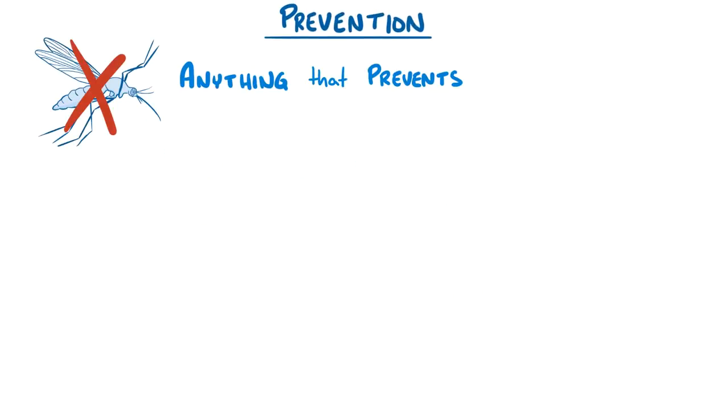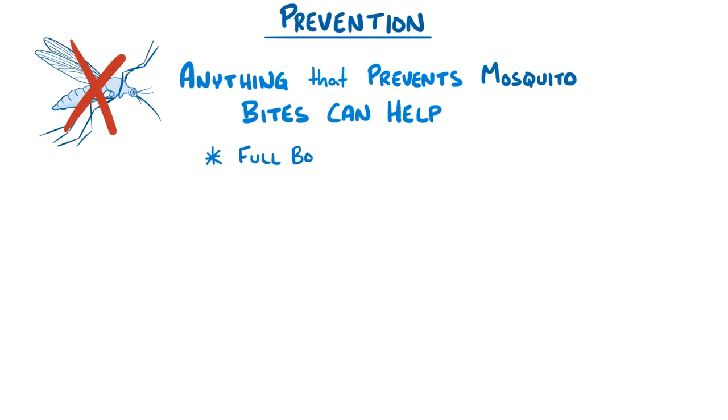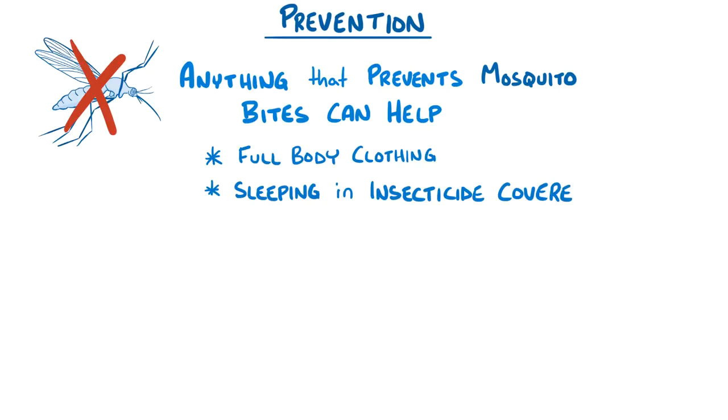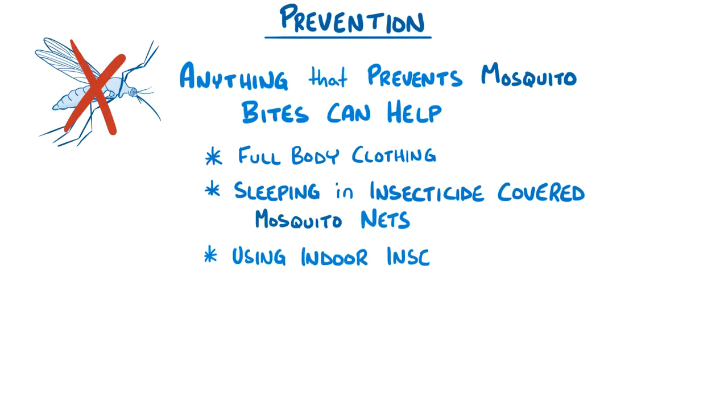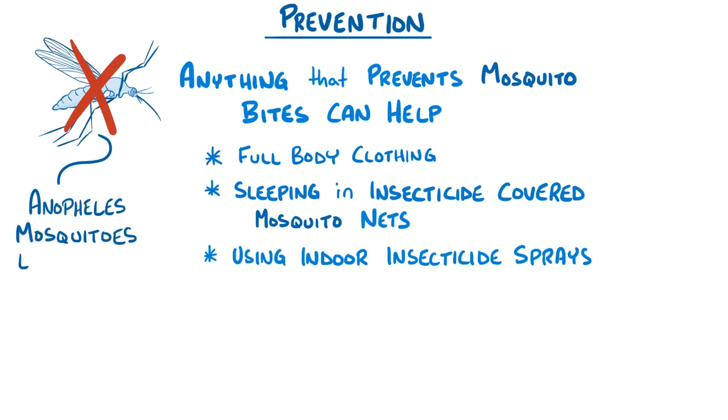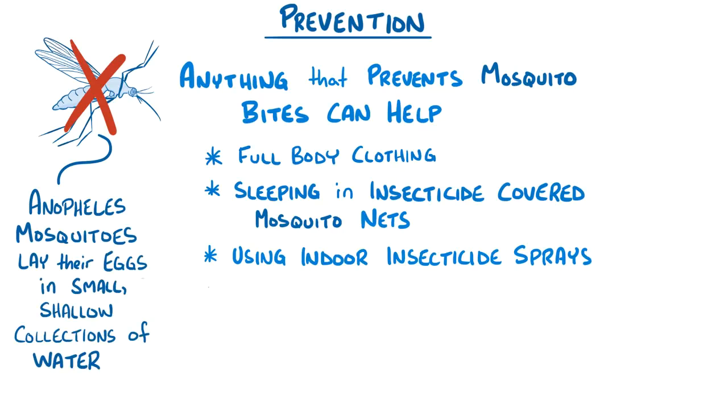Since malaria is spread by mosquitoes, anything that prevents mosquito bites can help, like full body clothing, mosquito repellent, sleeping in insecticide-covered mosquito nets, and using indoor insecticide sprays. In addition, Anopheles mosquitoes like to lay their eggs in small, shallow collections of fresh water, like containers sitting outdoors during the rainy season in tropical countries. To control the mosquito population, it's important to empty out these containers and any other stagnant collections of water.